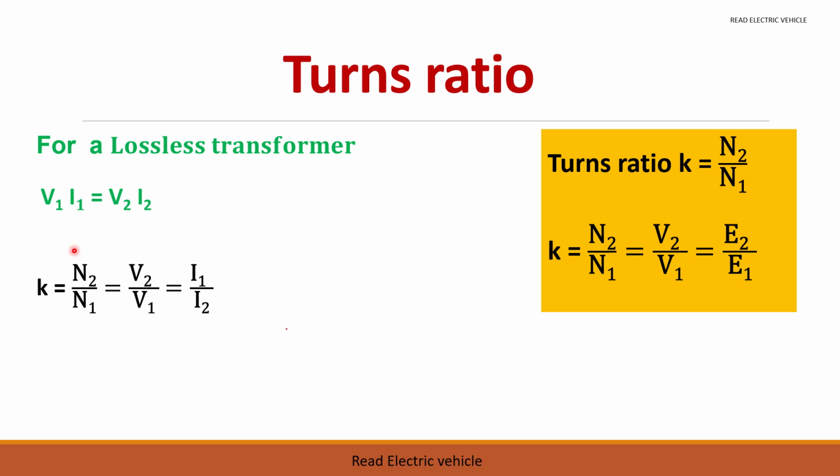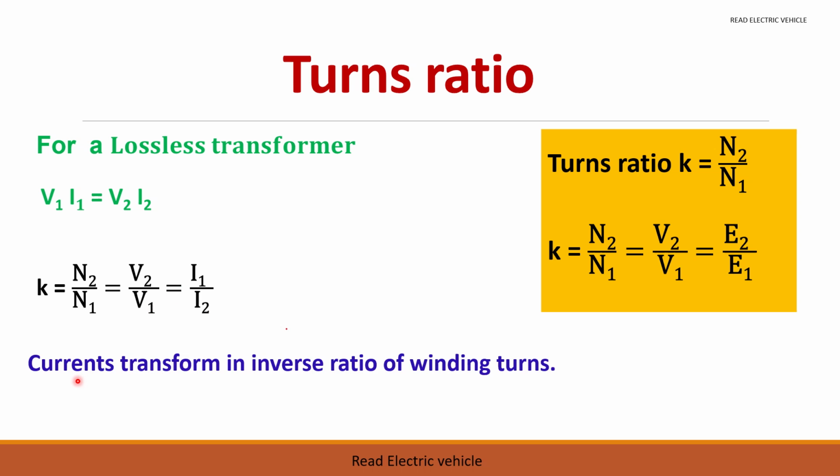So from this, you can get this relation: K is equal to N2 by N1, which is nothing but V2 by V1, equal to I1 by I2. So here N2 and V2 are directly related, or both are in the numerator, whereas here current is inversely related. So we can say currents transform in inverse ratio of the winding turns.